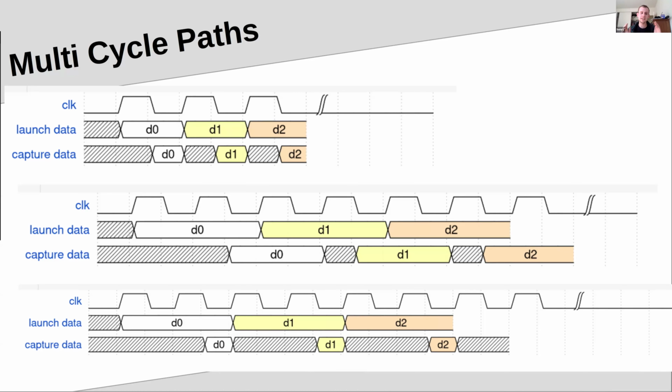Yeah, so I completely agree. I will say the one place I've seen MCPs used a lot is when the design's already been synthesized, placed and routed, and maybe the team realizes, oh, we can't meet timing on this path. We didn't think of this before. Can we multi-cycle path it? Because yes, pipeline stages are definitely a better way to go from a microarchitecture specification.